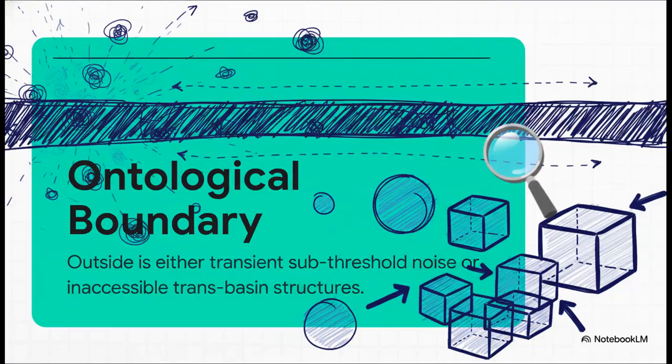And this is absolutely crucial because it completely redefines the very boundaries of reality. The ontological boundary in GEM tells us that anything outside our universe falls into one of 2 buckets. It's either subthreshold, meaning it's just transient virtual noise that simply doesn't have the coherence to survive, or it's transbasin, meaning it's a fully persistent structure locked safely away in an entirely different, completely inaccessible vacuum basin.